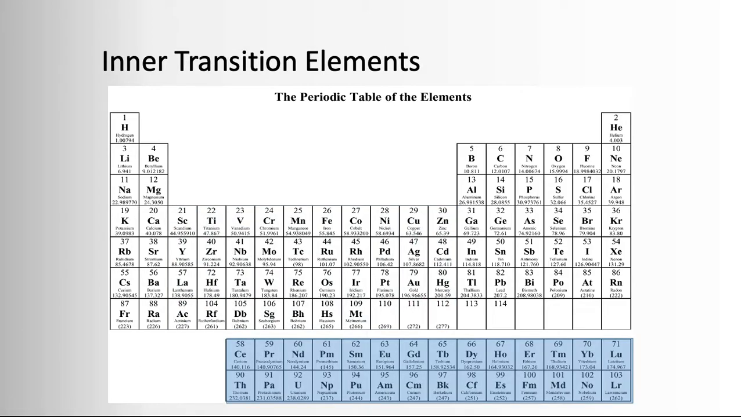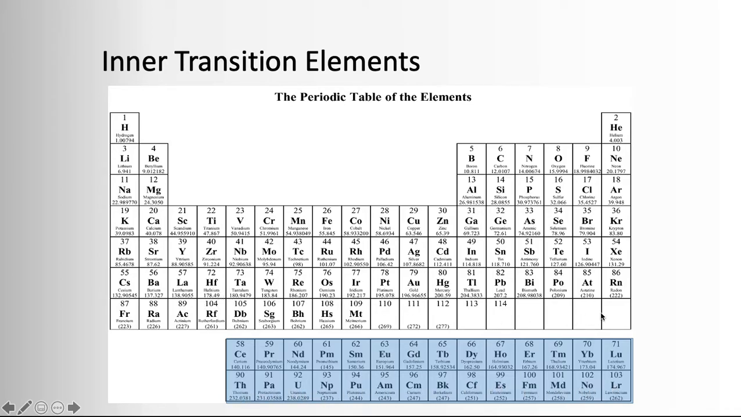Then the next chunk down here is called the inner transition elements. These groups should really fit right in between these two. So if you see lanthanum here and hafnium over here, go from 57 to 72. That's because we need to fit 58 through 71 right in between these two. And then actinium here, between actinium and rutherfordium, 89 and 104, we should have this row over here.